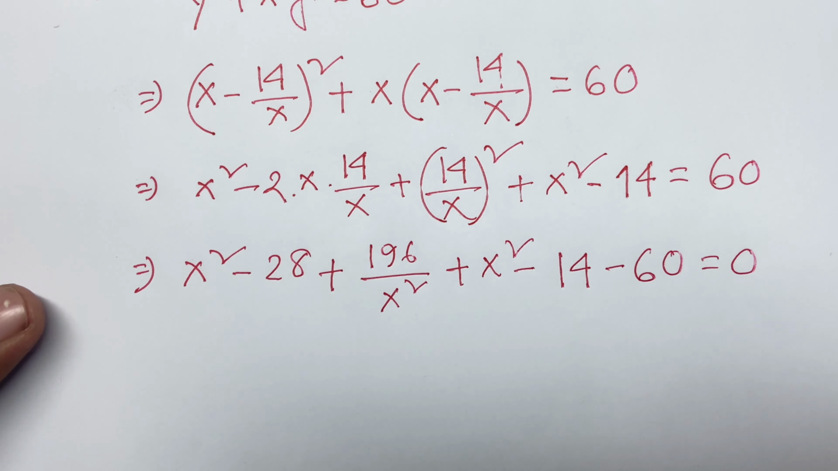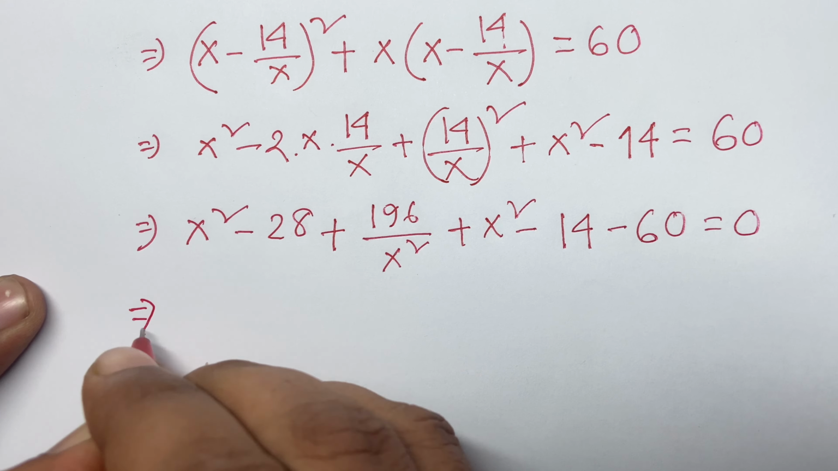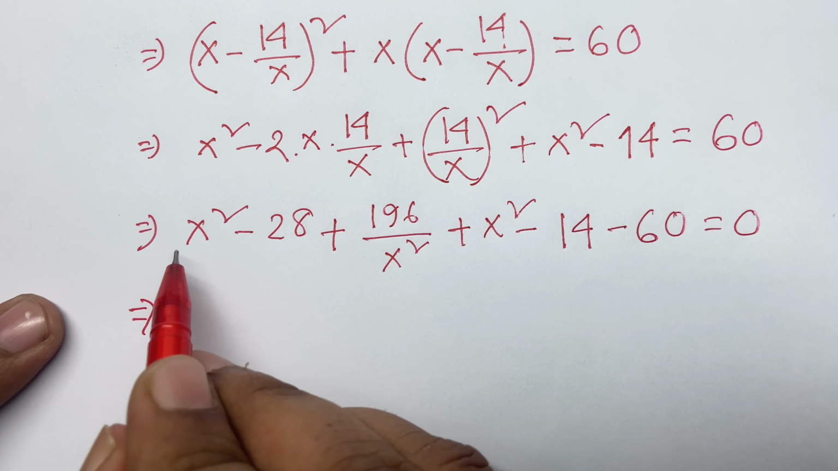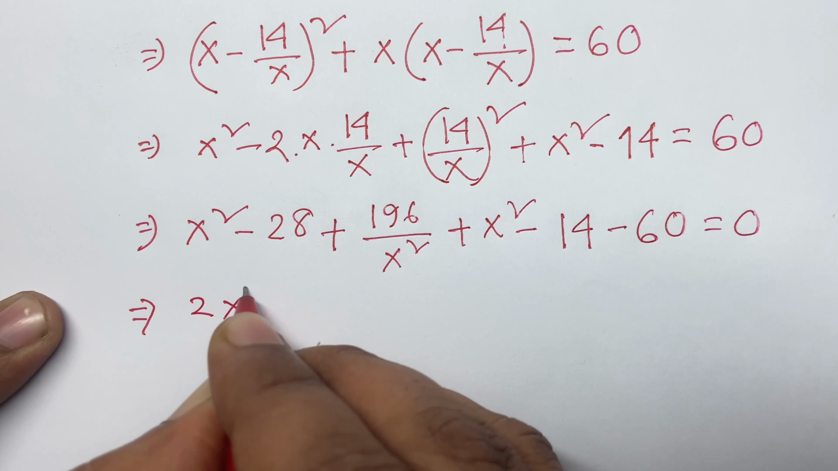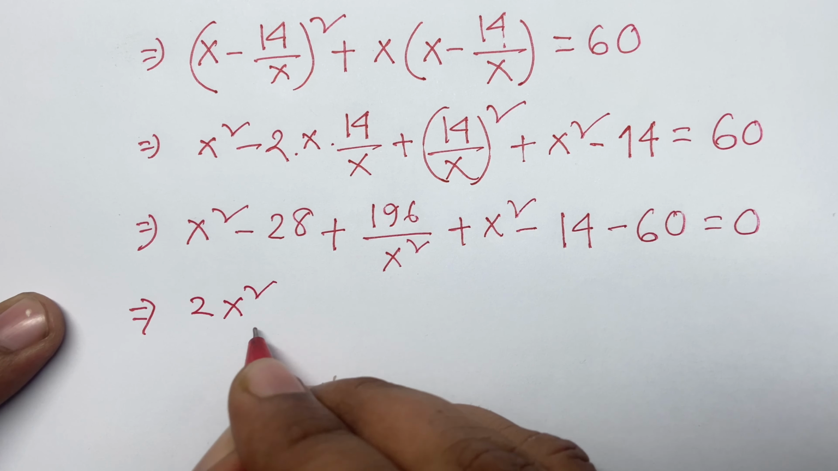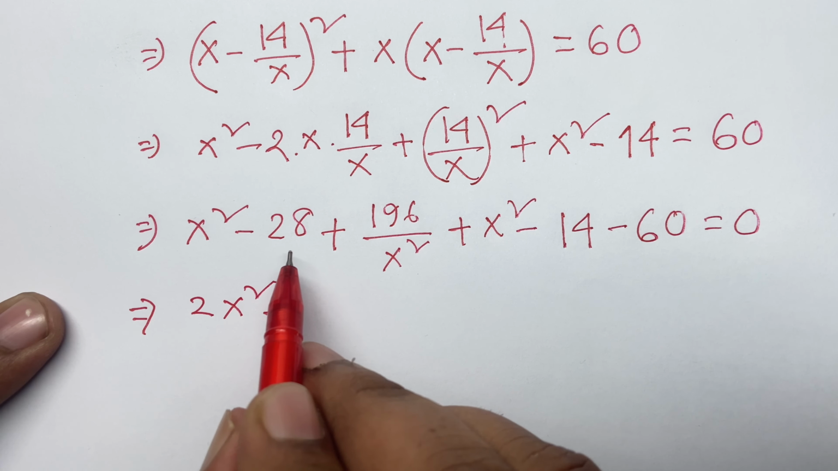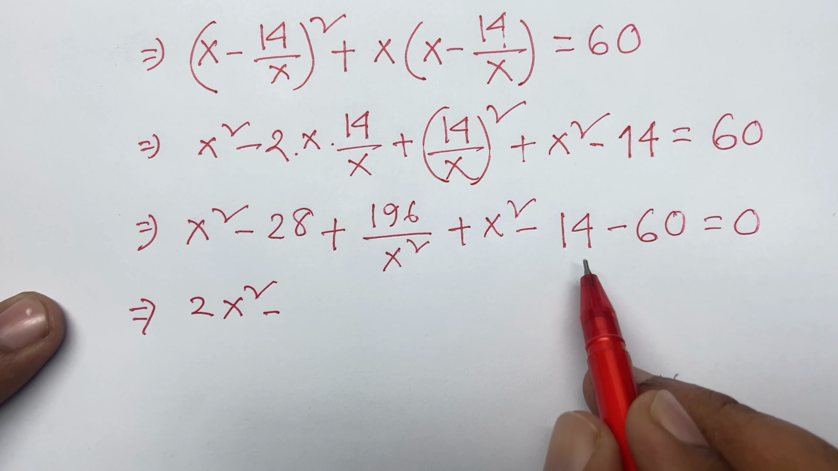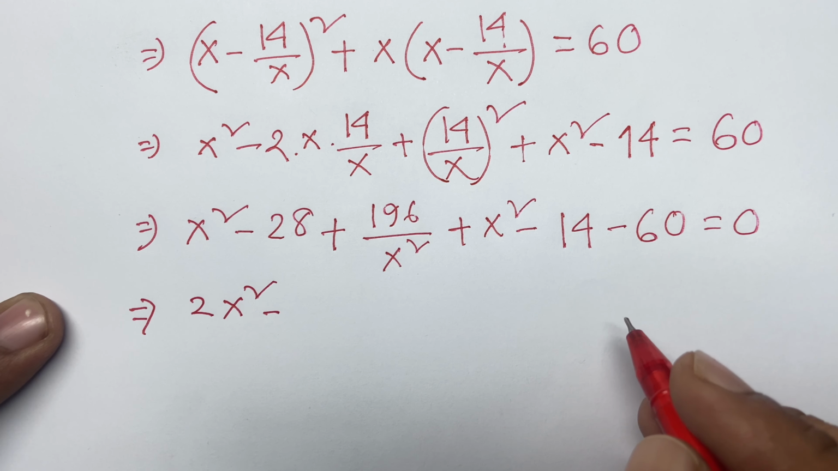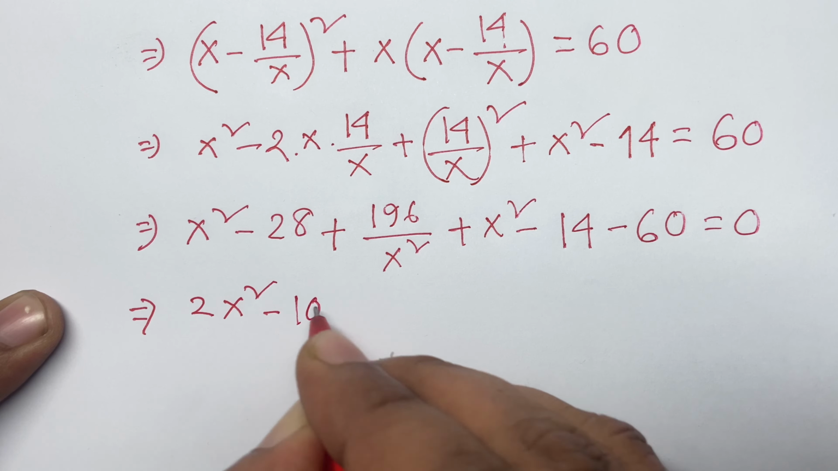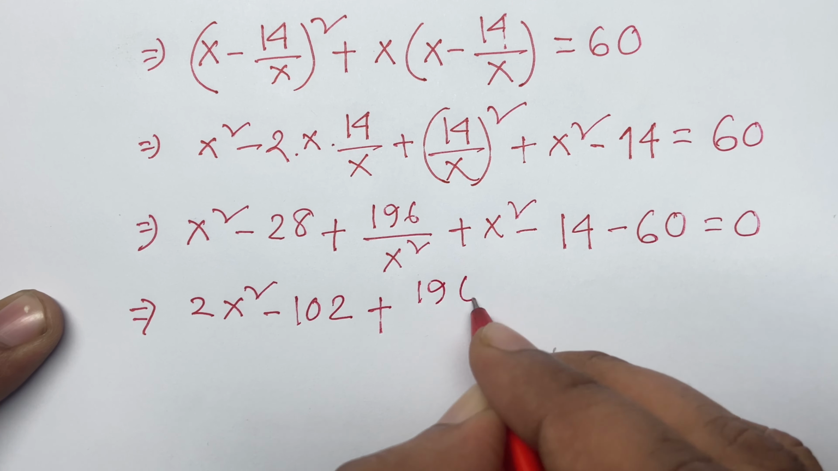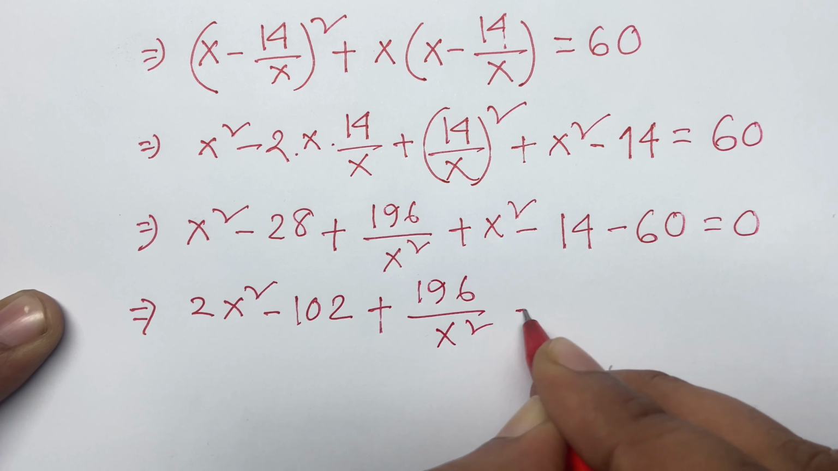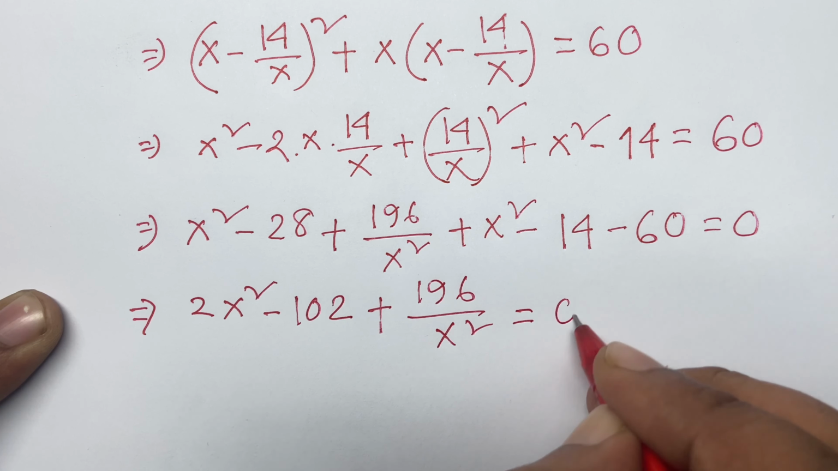Now here is x square and this is x square. So 2x square minus, here 28 minus 14 minus 60 equal to 102, plus 196 over x square equal to 0.